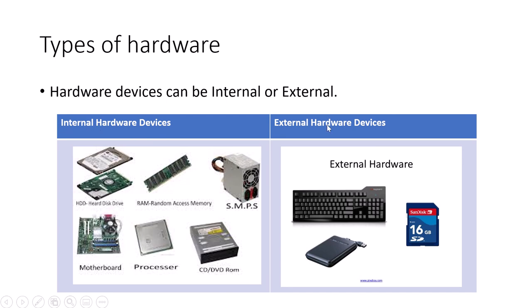In contrast, what are external hardware devices? External hardware devices are those which are external to the CPU case. For example, your keyboard, this sits outside. Your external memory card, any external hard drives, these are all external. So keep this in mind. Hardware devices are either internal or external.